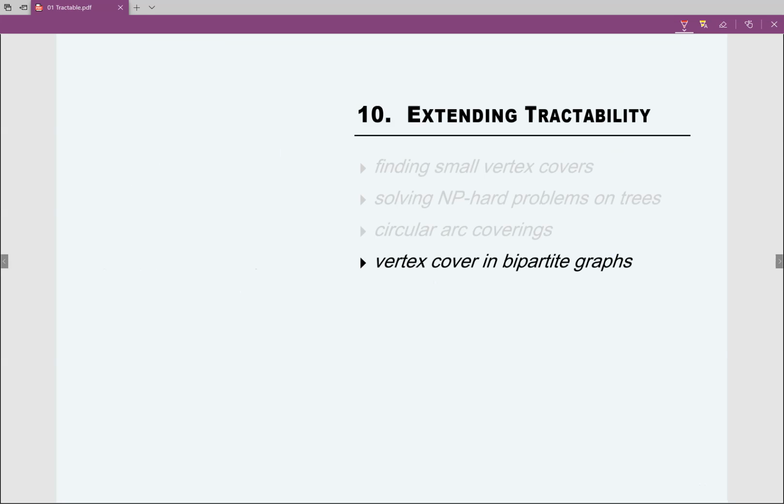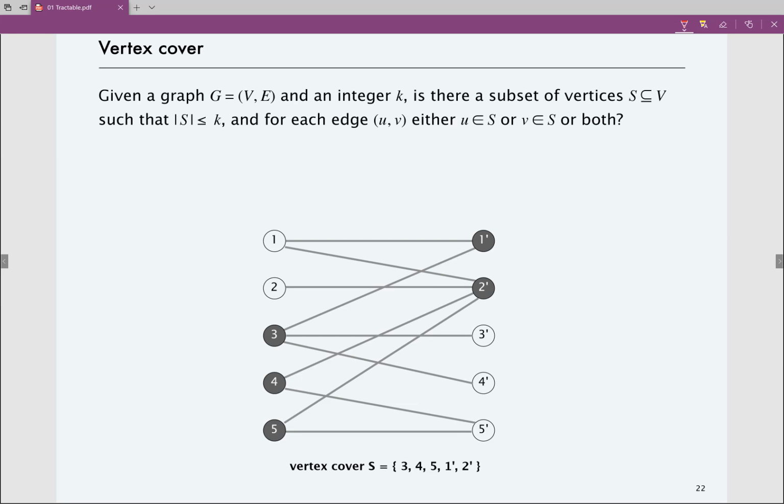All right, we're going to move on to the final problem, which is we're going to go back to vertex cover. But remember that the first time we looked at vertex cover, we were looking for small vertex covers, and we saw that there is an exponential time algorithm where the exponent includes the size of the vertex cover. Now here we're going to look for a polynomial time algorithm, but it's only going to work in bipartite graphs. We have no hope of actually getting a polynomial time algorithm for general graphs, so we're just going to focus on bipartite graphs.